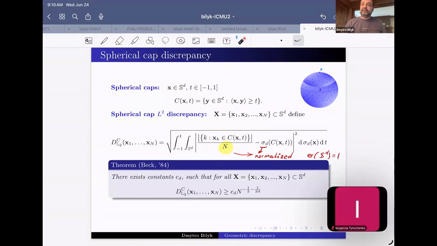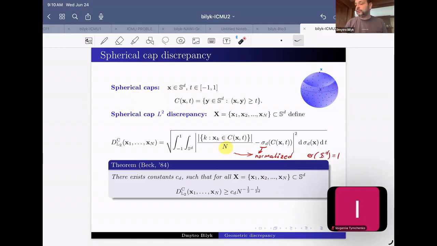So if you want to understand what the cap looks like, if t is very close to 1, the cap becomes very small. If t is 0, the cap is actually a hemisphere. If t is equal to -1, the cap is the whole sphere. So I hope that's clear.